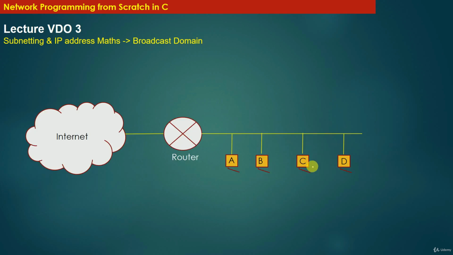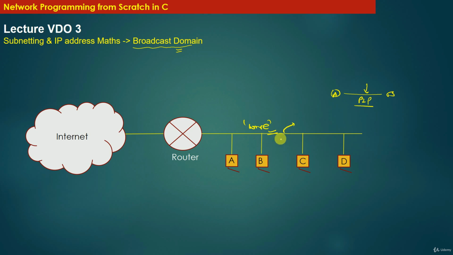Now let us see the organization of a broadcast domain. So what is a broadcast domain? A broadcast domain is nothing but a single wire to which two or more machines are connected. Such a wire is called a broadcast domain. If there are only two machines connected, that is machine A and machine B, then this broadcast domain is more specifically called a point-to-point domain or point-to-point link.